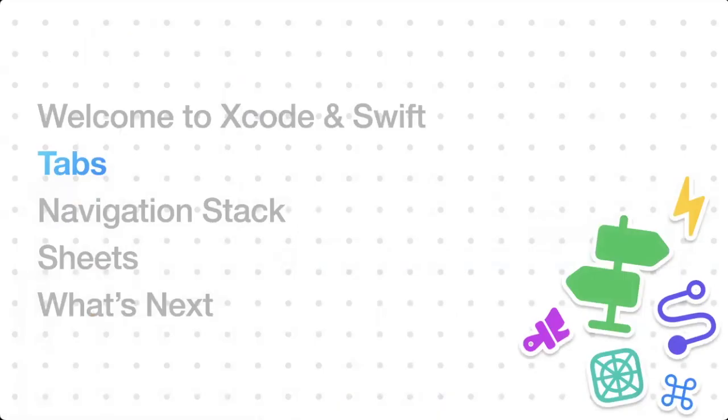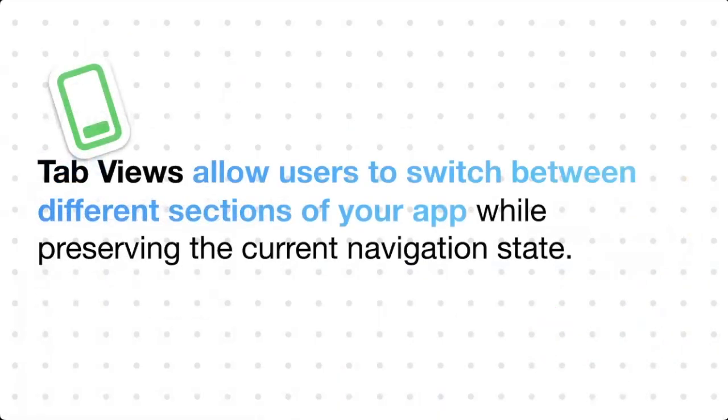So let's kind of get started. So we've kind of navigated around Xcode. So let's get started with tabs. So tabs allow us to switch between different states and different sections of our app. And most importantly, it allows us to preserve the current navigation state. So you've probably seen a lot of your favorite apps with this.